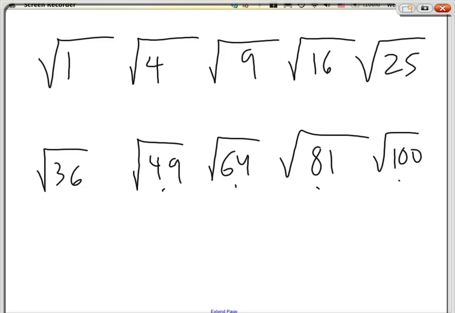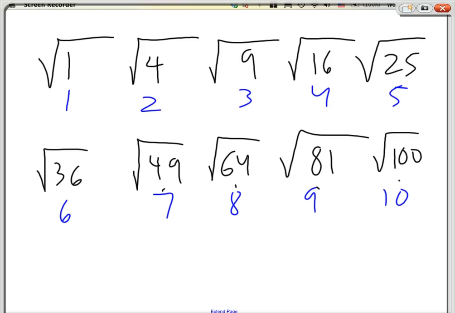And what's so unique about it? If it's a perfect square number, you can always take the square root of it. What is the square root of 1? 1. Square root of 4? 2. 3, 4, 5, 6, 7, 8, 9, 10. Okay, so you understand that part, right? It's pretty easy to understand.